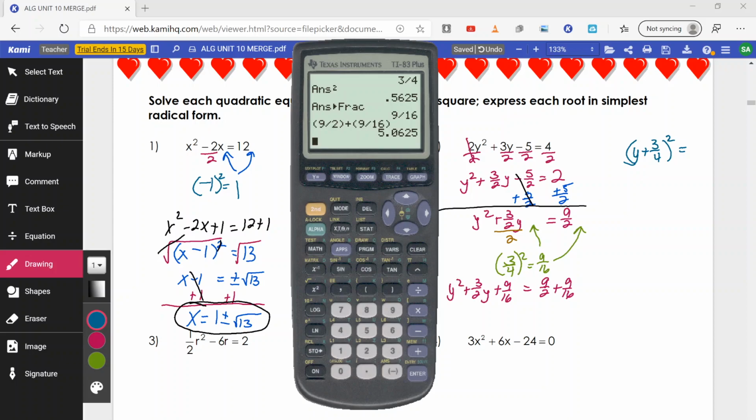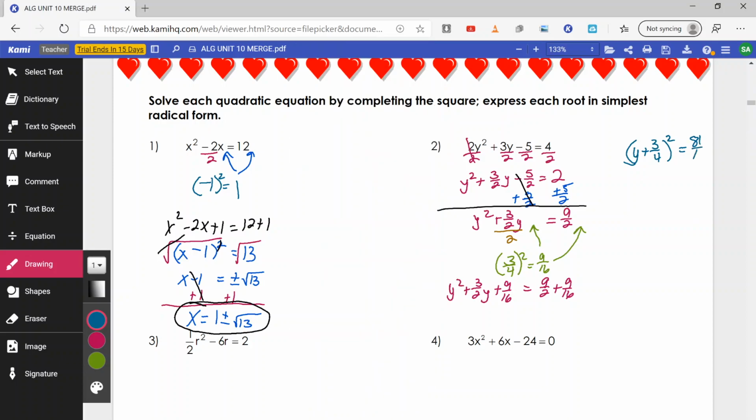And we get 5.0625, which as a fraction is 81/16. So this looks a little bit neater than the line we had previously. Now, the next thing I want to do is solve for y. So here we have something squared, meaning I need to get y by its lonesome. So first step is take the square root of both sides.